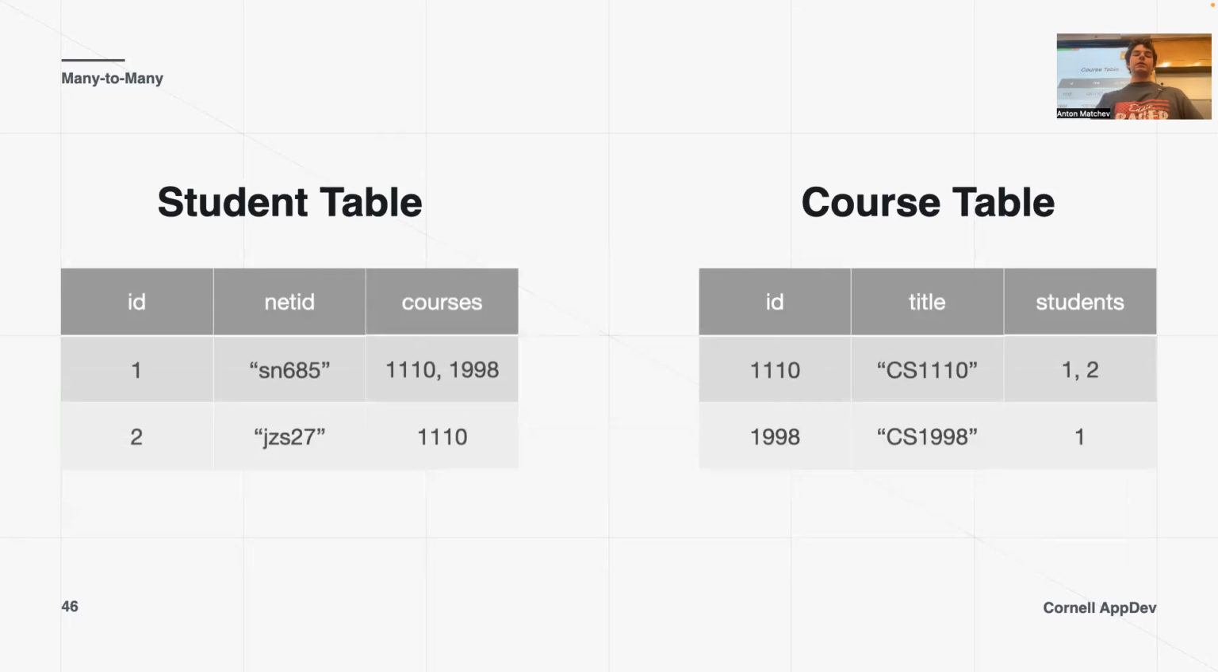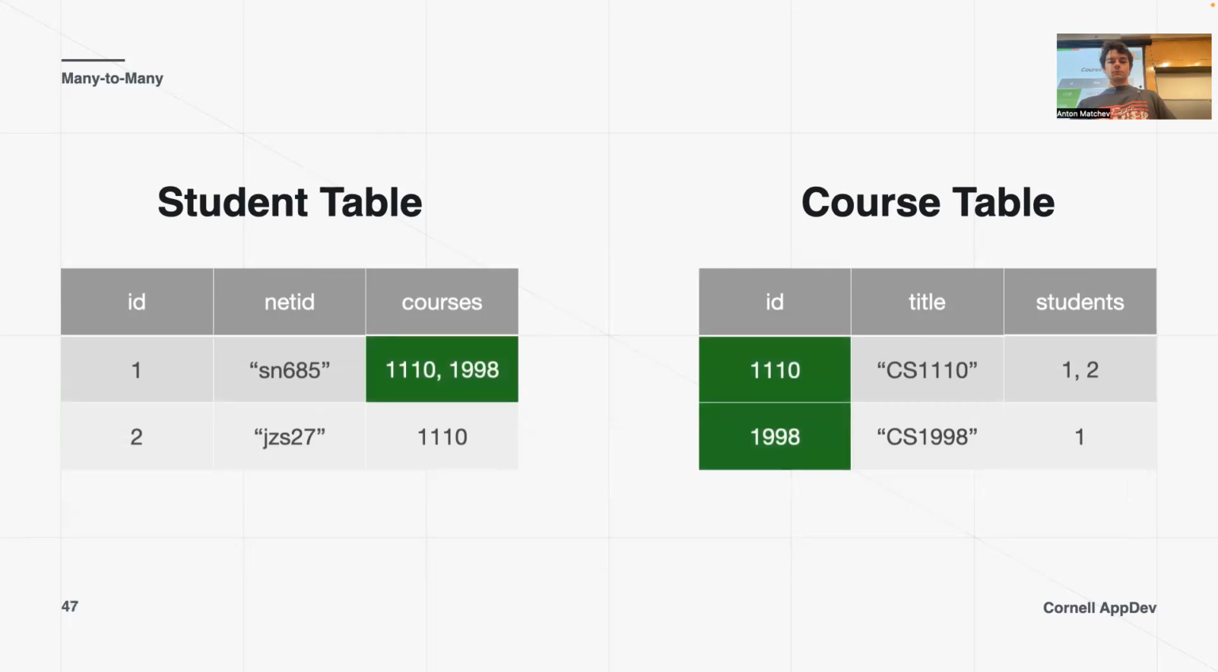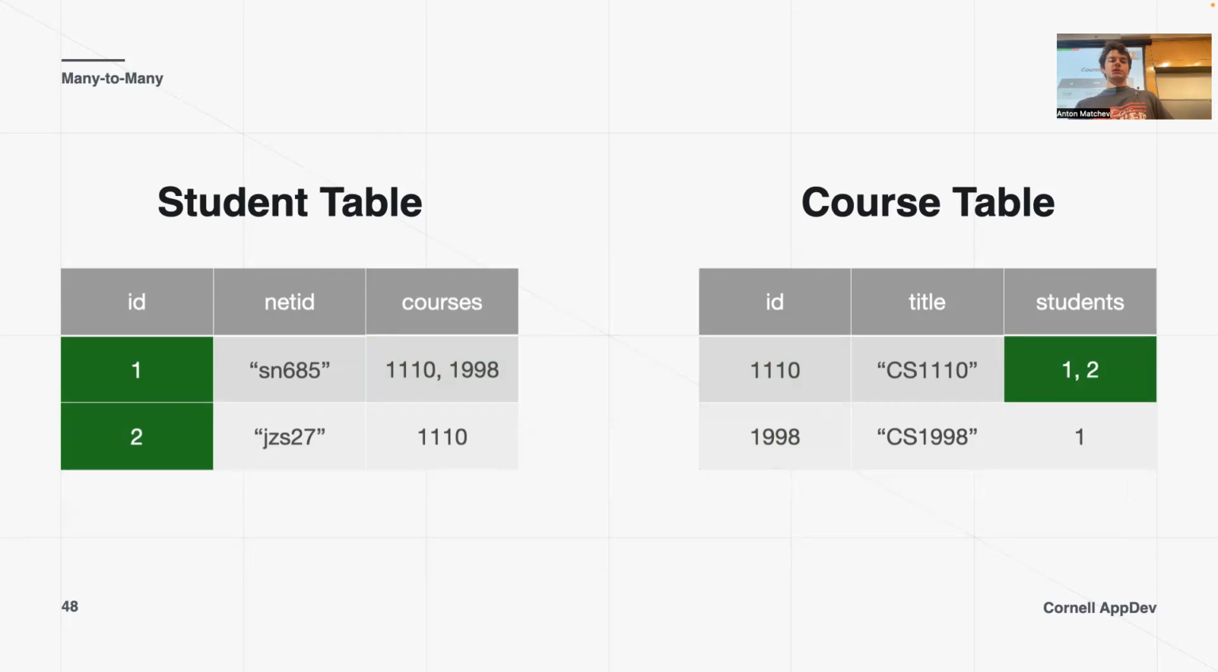And so the second way is having a list of items within the foreign key. In our student table, we have the ID, net ID, and courses. And in the courses table, we have the ID, title, and students within these courses. With small amounts of data, this is somewhat practical. So these are the relationships between the 2 tables.